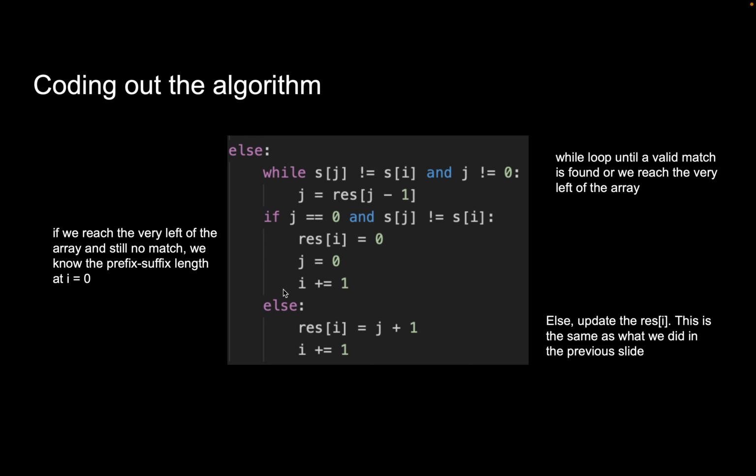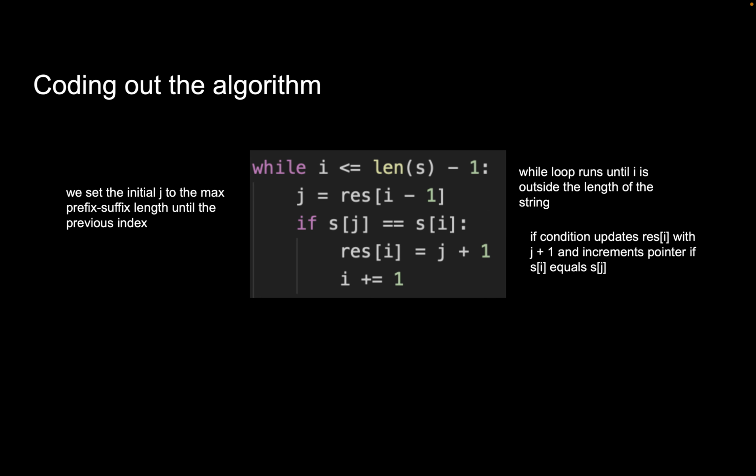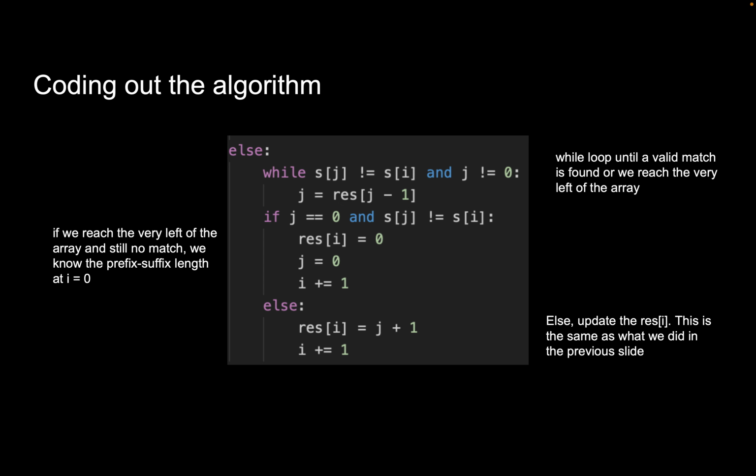and then we increment i by 1. Otherwise, this is a case where we do find a match after going through the while loop and decrementing the j. So we update the prefix suffix subarray at index i and set it to be j plus 1, right? And then we increment the i pointer. This is exactly the same as what we did in the if condition, if both strings had matched initially. So it's pretty much the same kind of thing that we're doing.